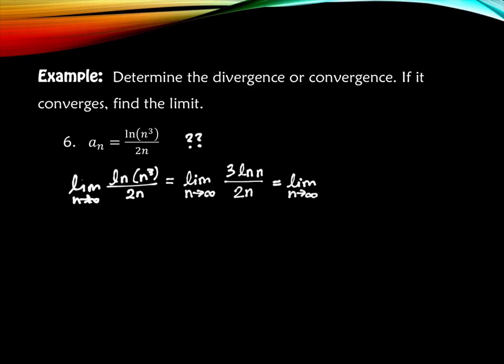So what's the derivative of 3 natural log of n? 3 over n. That's right. 3 over n. Uh-huh. And what's the derivative of 2n? 2. So if we simplify, clean this up just a tiny bit, we would have 3 over 2n. Does that look right? Okay.